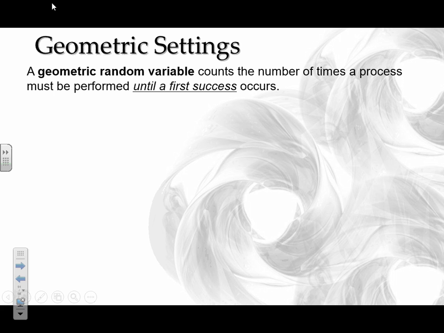So one of the big things to keep in mind here, a big difference between binomial and geometric. With a binomial, we were looking for a certain number of successes. So we counted how many times we succeeded. In a geometric process, we are only looking for one success.